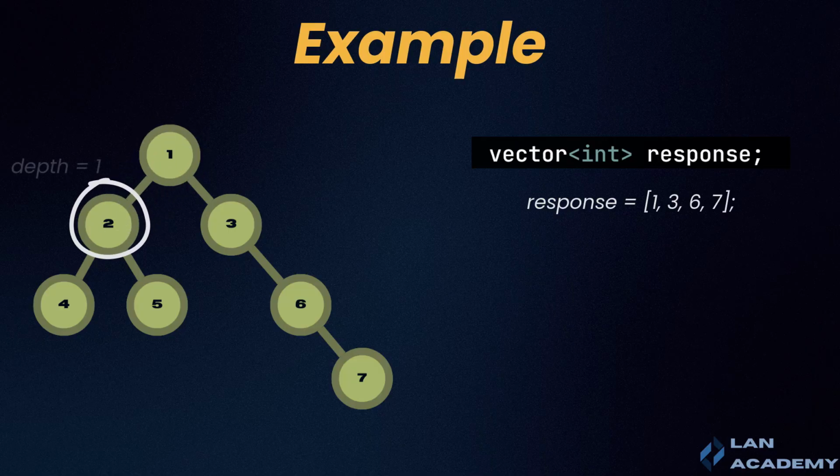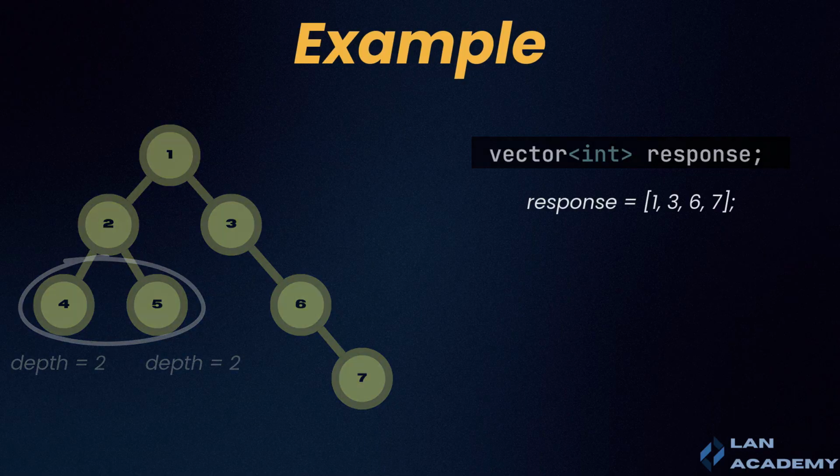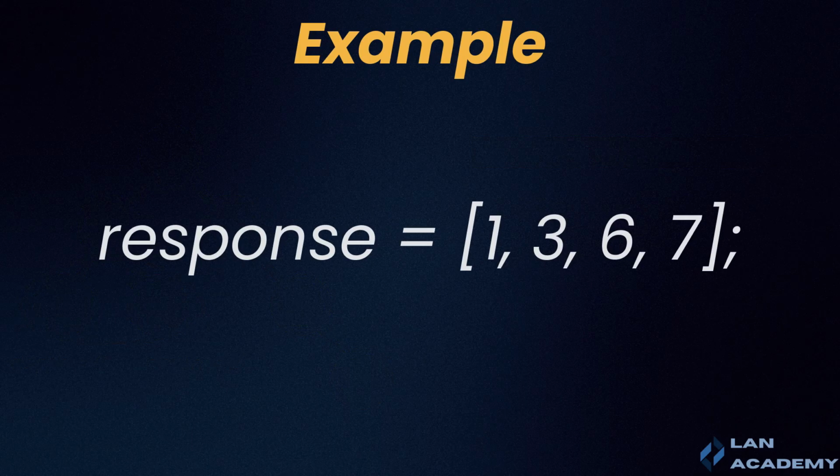Node 2 is at depth 1, but since depth 1 is already represented in the response vector, we do not add node 2. We then check the right and left children of node 2, nodes 4 and 5 respectively, but since the respective depths 2 and 2 are already represented in the response vector, we do not add them either. Thus, the final response vector is 1, 3, 6, 7, which correctly represents the nodes visible from the right side of the tree.